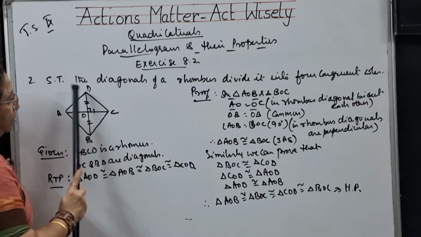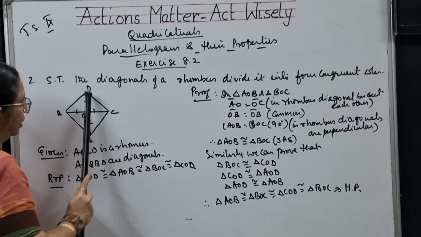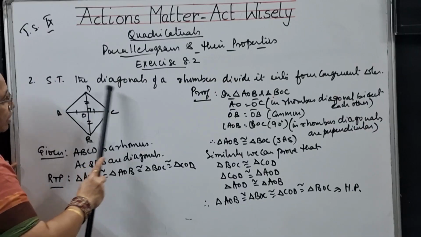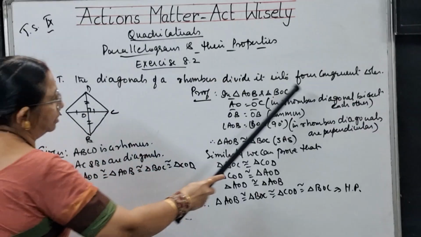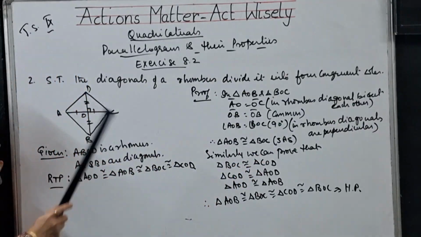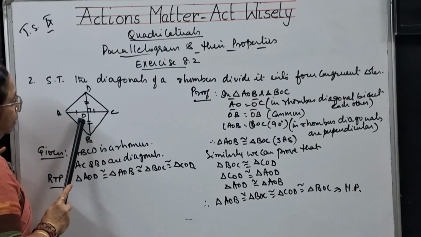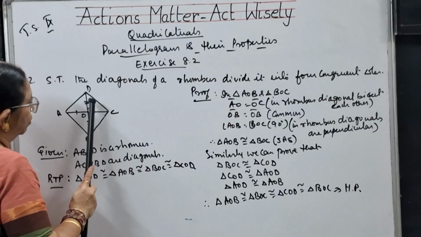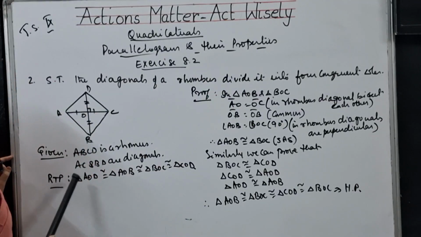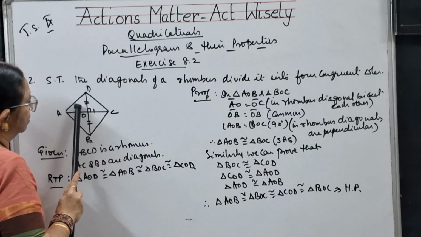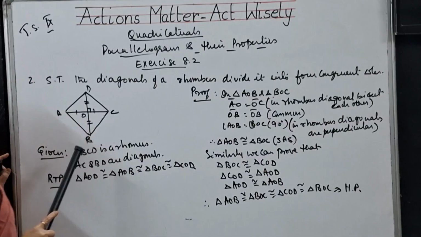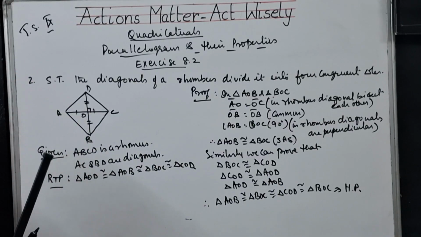So ABCD is a rhombus they have given. AC and BD are the diagonals they have given. What we need to prove? See, the diagonals of a rhombus divide it into four congruent triangles. Four congruent triangles means AOB is congruent to BOC, one set. BOC is congruent to COD, second set. COD triangle is congruent to AOD, third set. Triangle AOD is congruent to triangle AOB. That is the fourth set. So four congruent triangles it is proving.